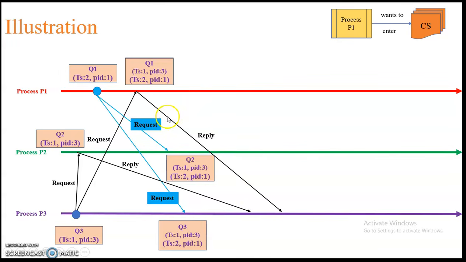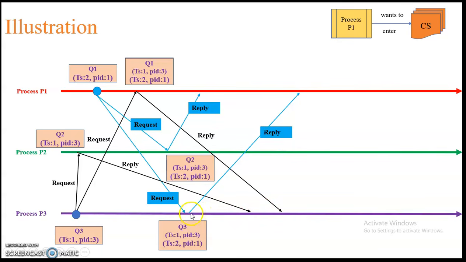Same happens with P1. However, P1 has already requested the critical section, but it checks its own queue: I also want to enter the critical section, so why should I send a reply message? But it checks the queue and sees that process P3 has timestamp 1, which is smaller, and that means it has the highest priority. So I have to send a reply message. Hence process P1 sends a reply message to process P3.